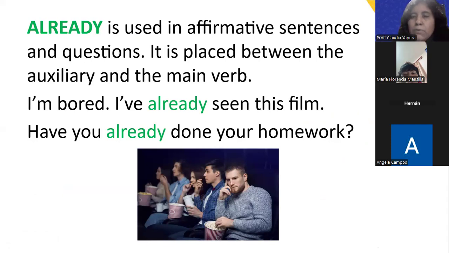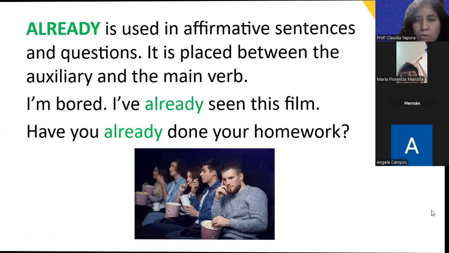For example, I have already finished reading the book. Yes. But it's not like a short time ago. Maybe I've finished it last night or during the weekend. Yes. So we have just like a very short time, and already could be a long time. Yes. Any question between already and just? No, teacher.